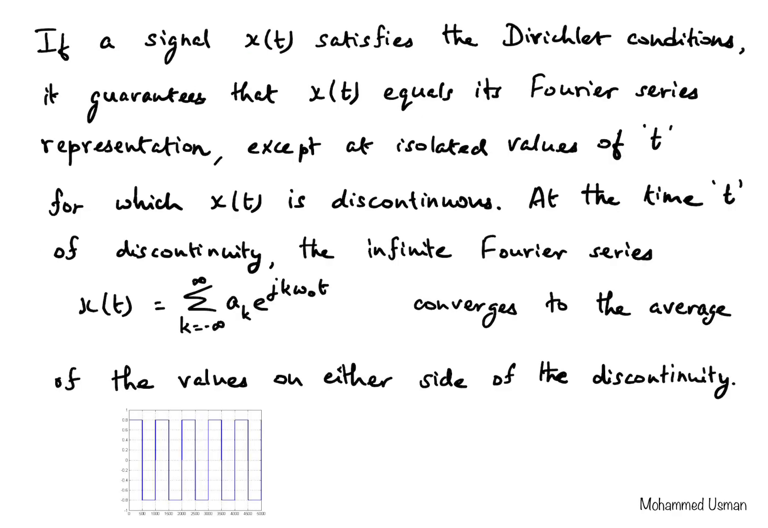So if a signal satisfies all the 3 Dirichlet conditions, then it is guaranteed that the signal x of t is equal to its Fourier series representation. However, the Fourier series representation at certain instants of time will not be equal to the original signal x of t. What are those values of time at which it is not equal to the original signal x of t? Those instants of time are where the signal has a discontinuity.